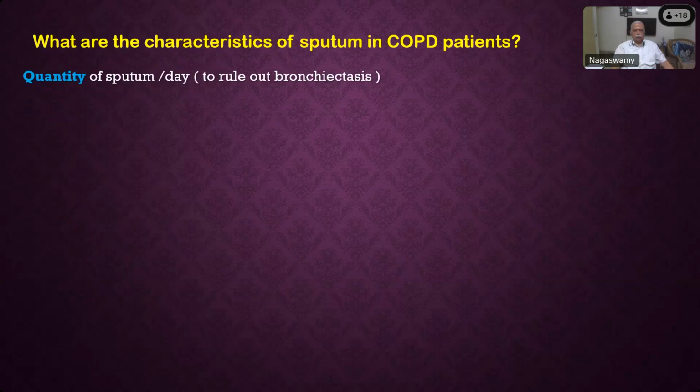What is the difference between bronchiectasis and COPD, chronic bronchitis and asthma? Both patients bring out sputum, but who will bring out more? Bronchiectasis patients will bring out more sputum. Very good. And what is the other important characteristic feature of sputum production in bronchiectasis? Copious, a large amount. But there is another important description you should ask the patient.